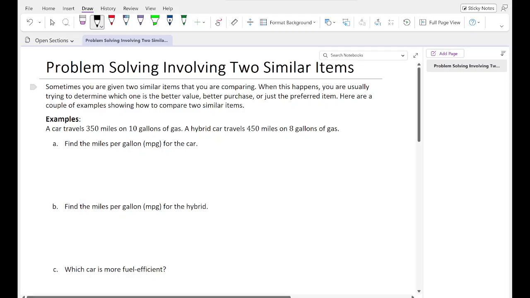Sometimes you are given two similar items that you are comparing. When this happens, you're usually trying to determine which one is the better value, the better purchase, or just the preferred item. Here are a couple of examples showing how to compare two similar items.